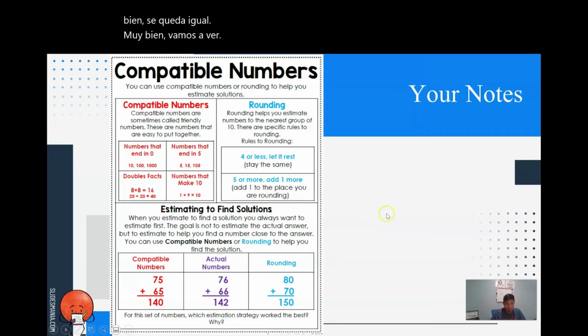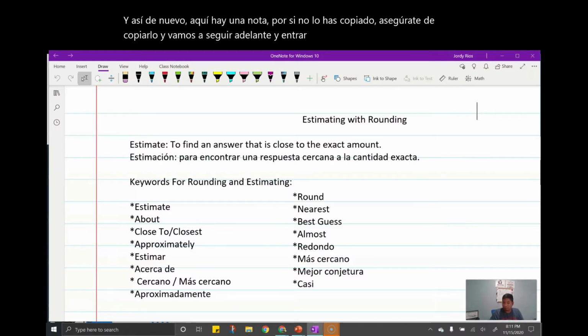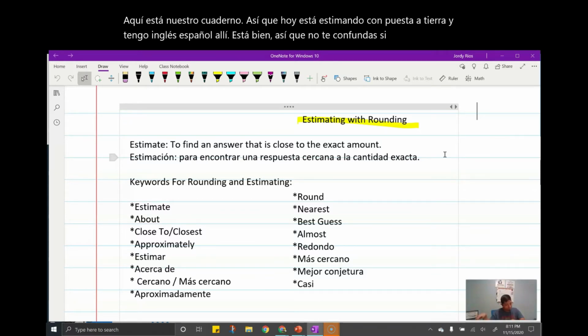All right, let's go ahead and look at, so again, here's our notes, just in case you didn't copy it down, make sure you copy it down. And let's go ahead and go into our notebook. All right, so here it is. Here is our notebook. So today is estimating with rounding, and I have Spanish and English in there, okay? So don't get it confused. If you need the Spanish, go ahead and write the Spanish. If you need the English, just write the English, okay?